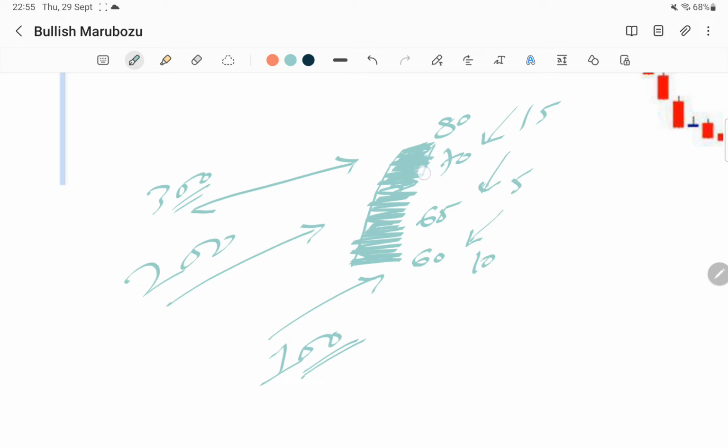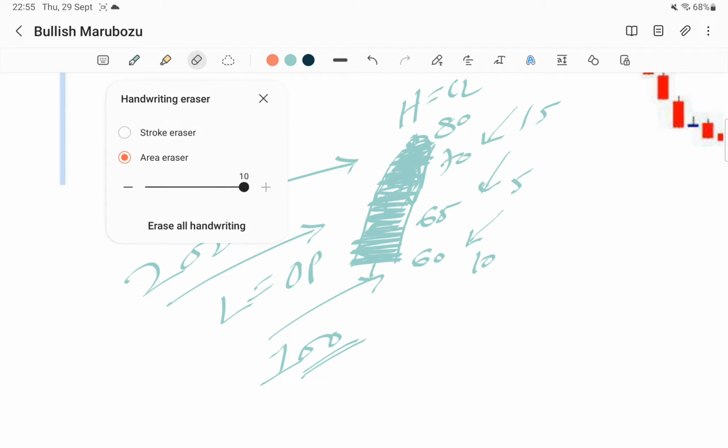This is how the candle is constructed, and it is called a Bullish Marubozu. There is no upper shadow at all. The opening is the low point, and the high is the closing point. So this is the clear-cut science behind the Marubozu.